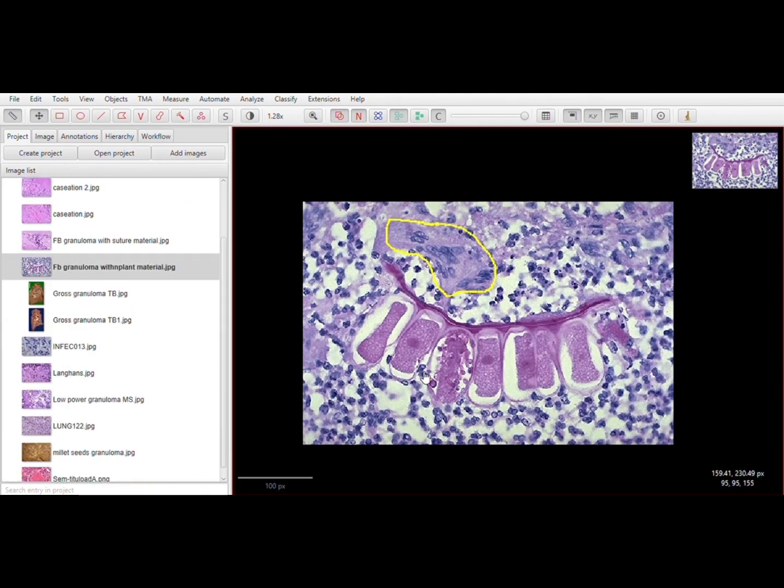I hope this gives you a clear understanding of a granuloma, and in your exam you will find it easy now to pick up a granuloma.